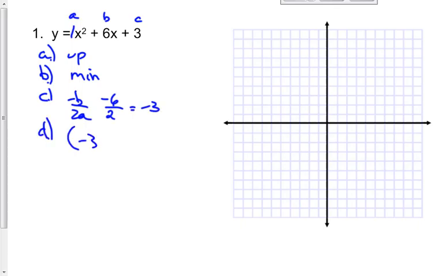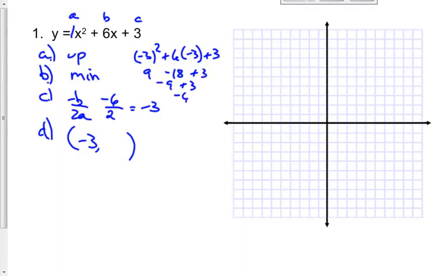Now I can plug in a negative 3 to come up with my actual vertex. Negative 3 squared plus 6 times negative 3 plus 3. 9 minus 18 plus 3, negative 9 plus 3, negative 6. So my vertex should be the ordered pair, negative 3, comma, negative 6. Now we can go to our graph, plot that point right here.